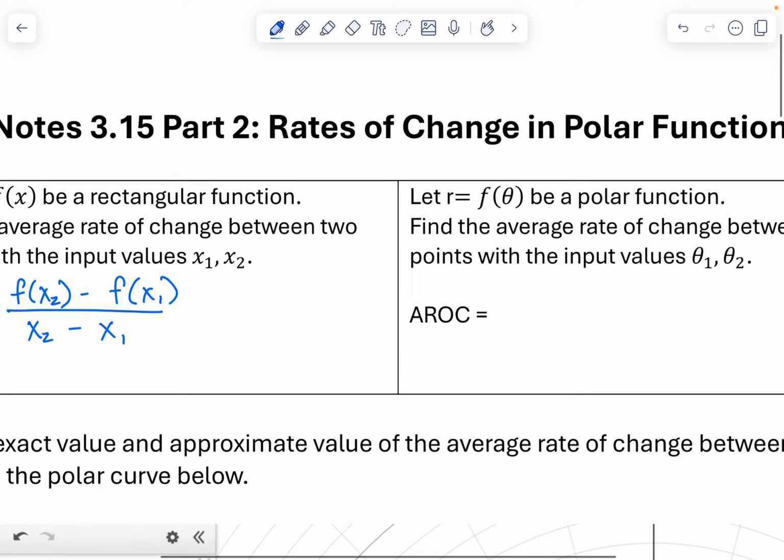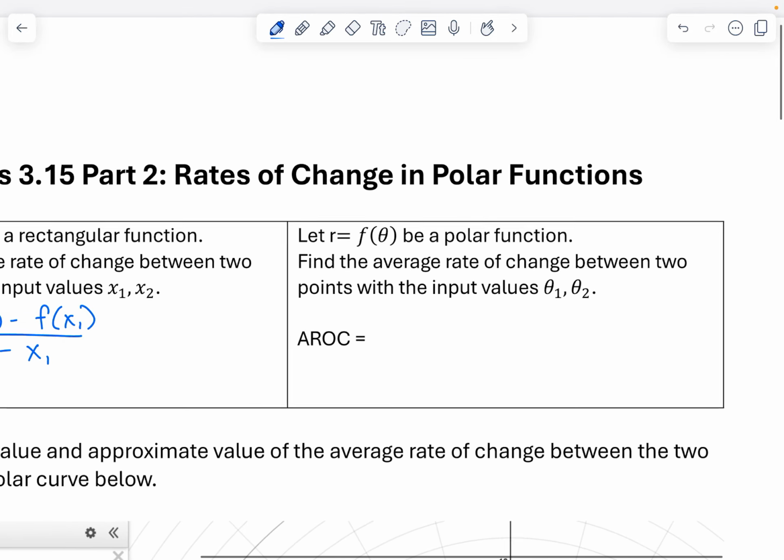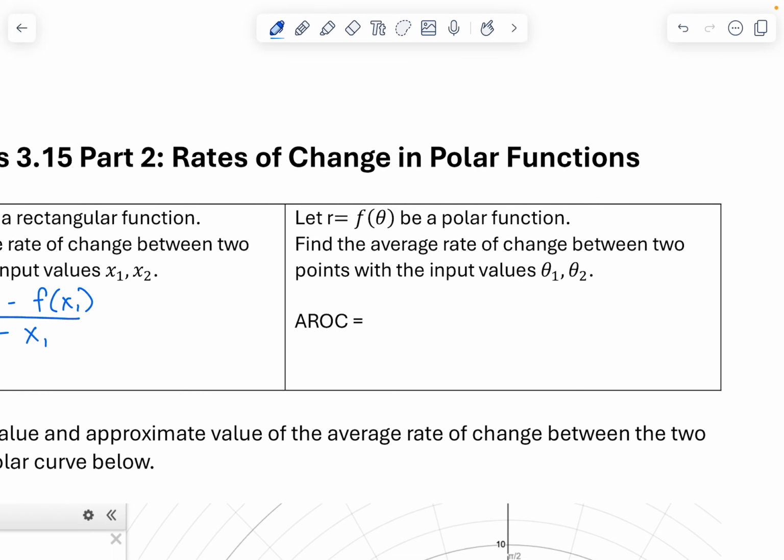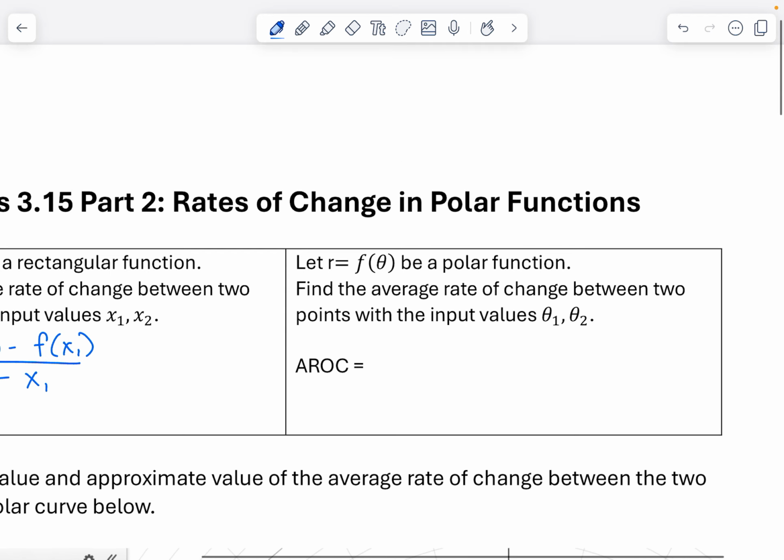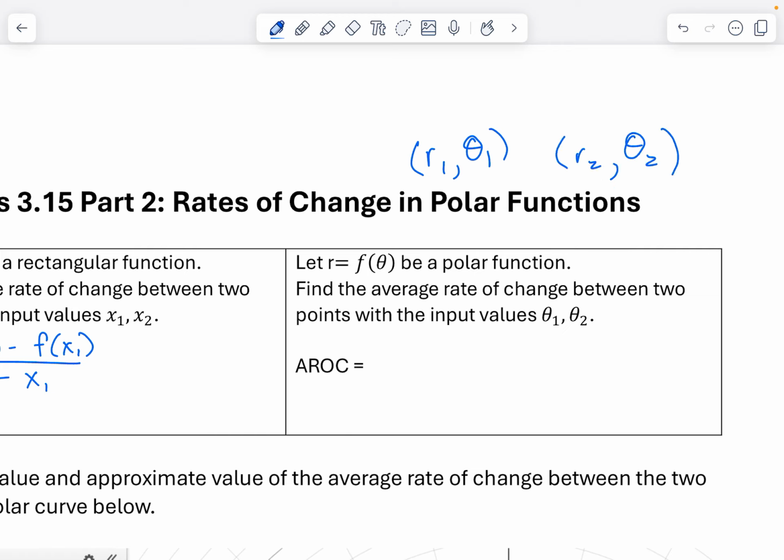So now what happens when we're talking polar? Well, now we have input values of theta 1 and theta 2. You could think of this as theta 1 having a coordinate of r1 comma theta 1, and then r2 comma theta 2. And so you could use the r1s and that sort of thing, or you can use f of theta 1.